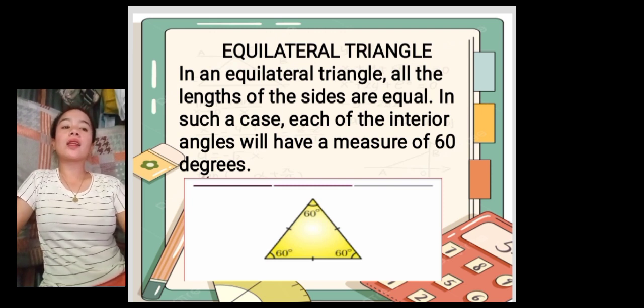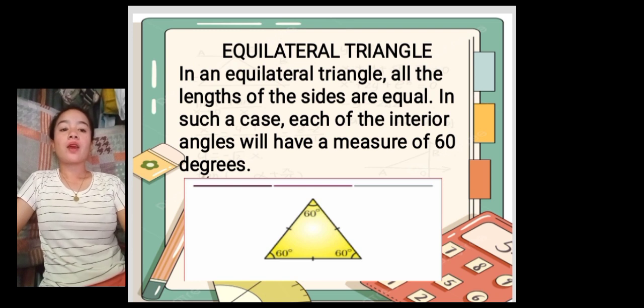Okay, next is equilateral triangle. When we say equilateral triangle, all the lengths of the sides are equal. In such a case, each of the interior angles will have a measure of 60 degrees. So, kapag sinabi naman po natin equilateral triangle, each sides and angles are equal. It will have a measure of 60 degrees only.